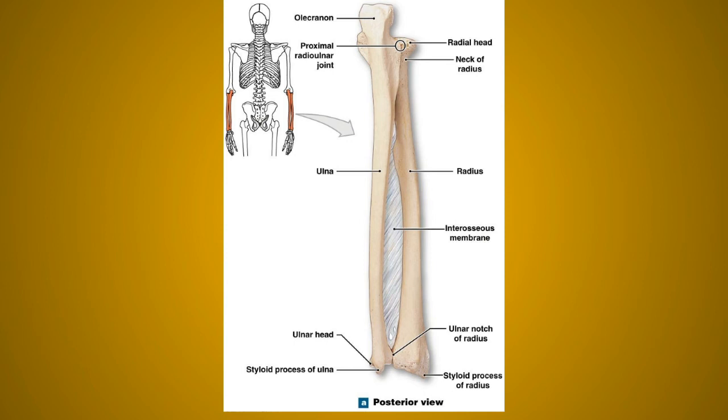Simple. Okay. Now over here, remember, it is basically separated from the wrist joint by the articular disc, and the ulnar artery and a nerve lie on the anterior aspect of the head of the ulna.